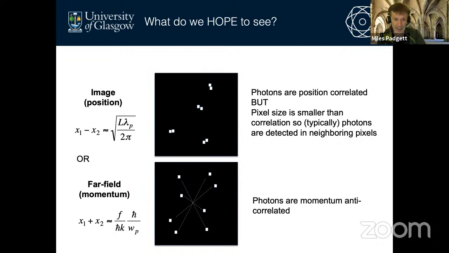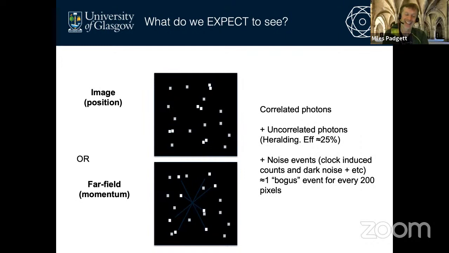If I put the camera in the image plane of the crystal, I expect to see photon pairs side by side. If I put the camera in the far field of the crystal, this is all with a collinear phase match, I expect to see the photon pairs symmetric about the beam axis. What I actually end up seeing, of course, is some missing pairs and quite a lot of noise. And so we need to look for the correlations quite carefully if we're going to observe them.